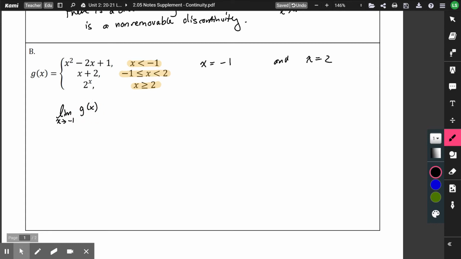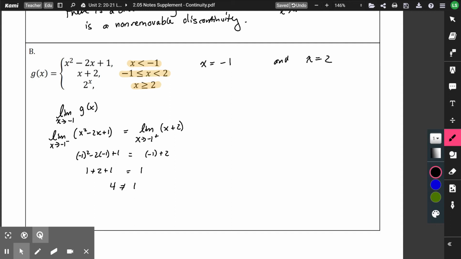Now we're going to have to look at the left and the right-hand limits. So we're going to have to look to see if the limit as x approaches -1 from the left, which would be the piece of x squared minus 2x plus 1, would in fact be the same as the limit as we're approaching -1 from the right-hand side, and that would be the x plus 2 piece, the linear piece. So we're going to use some direct substitution and see if these limits are equal.